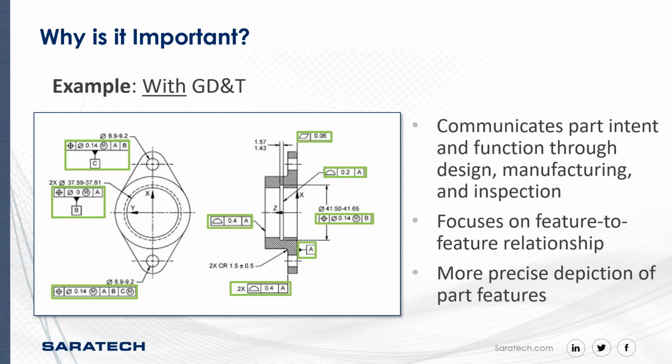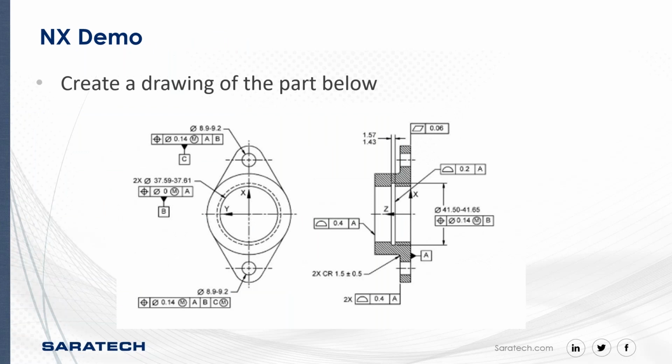All right, so now that we went through an example with and without GD&T, and some of the key takeaways of why someone would use it, let's go through an example and show this in NX. So the best way to go through this exercise is to take a drawing and recreate it in NX. And so we'll start off with this simple design.